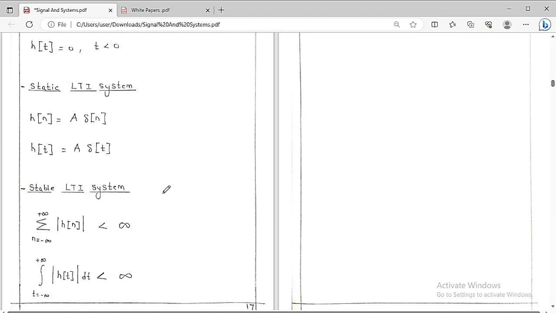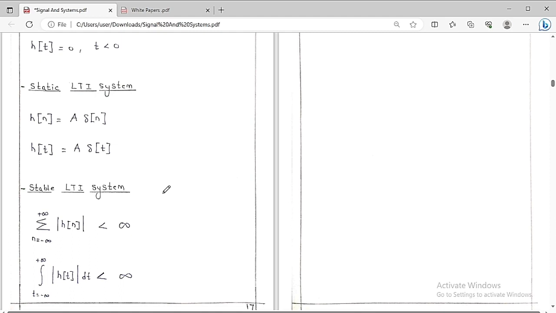Even for any one bounded input, if the output is unbounded, then we can say the system is unstable. Listen carefully. For every bounded input, if you get a bounded output, then only can we say the system is stable. Even in at least one case, if a bounded input gives an unbounded output, then the system is unstable.